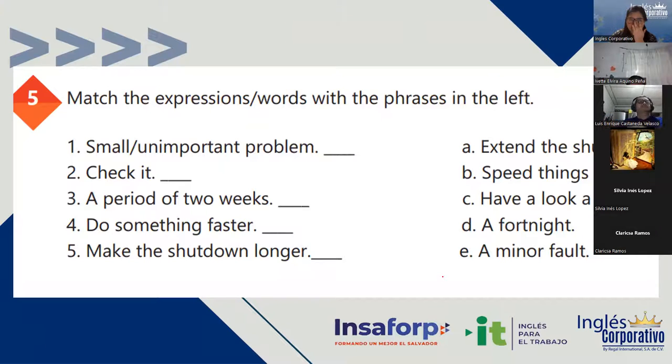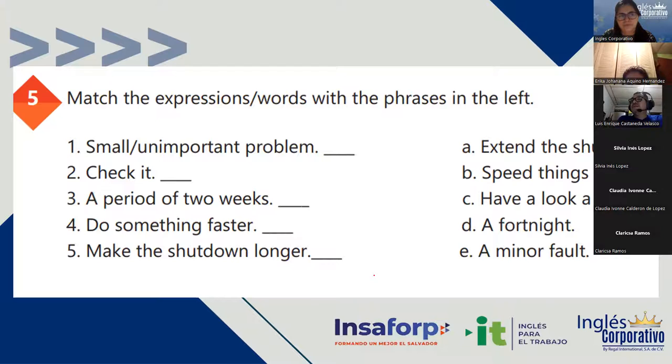What you're going to do here is match the expressions that you have on one side with the phrases that you have on the left. Match. A small, unimportant problem, match with letter E. A minor form. I'm item four. Number two, check it. Match with letter C. Have a look at it. A small and important problem is a minor fault.